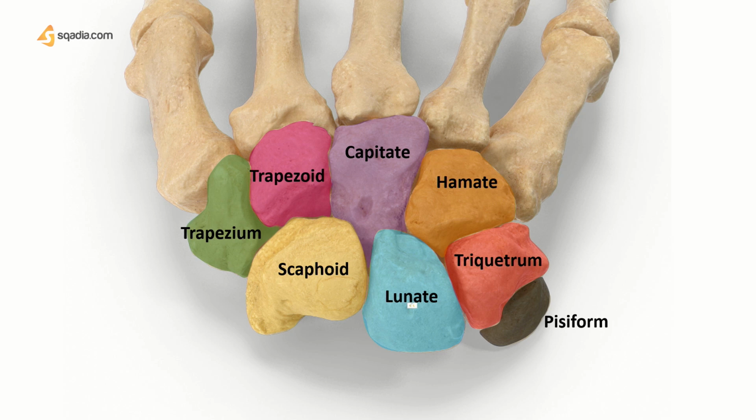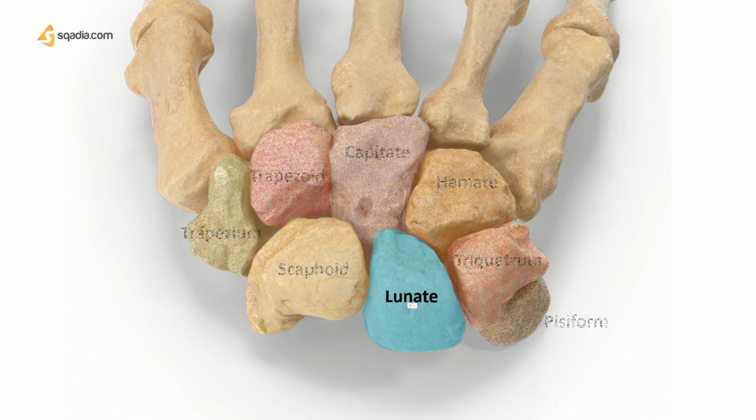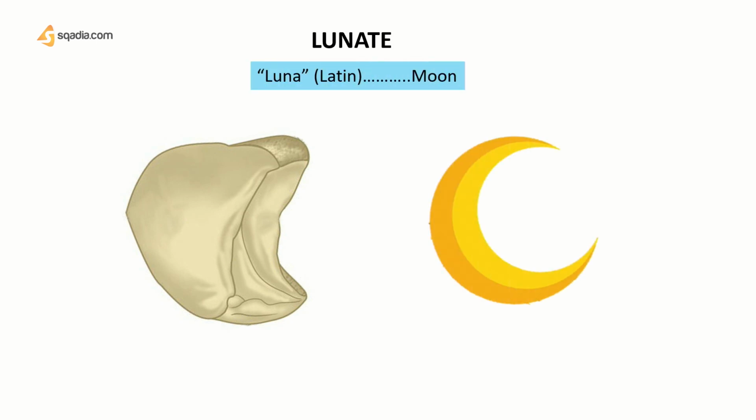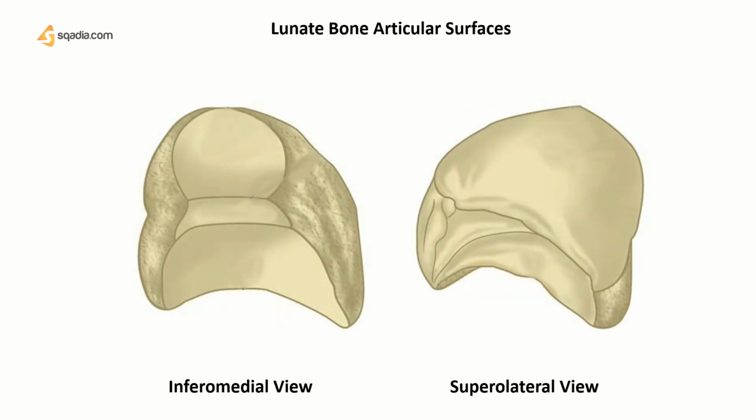You can easily locate the lunate bone because it is present midway in the carpal bones, between the scaphoid and the triquetrum. It is derived from a Latin word luna, meaning moon. Because it is a crescent or moon-shaped bone, the moon is facing downwards, where it articulates with the head of the radius, which is known as the carpal articular surface.